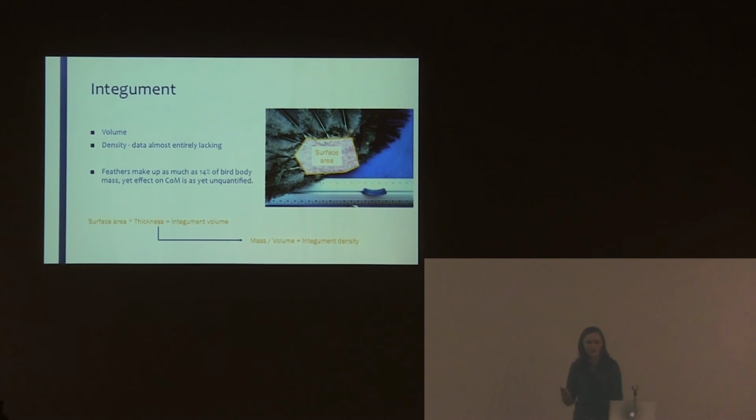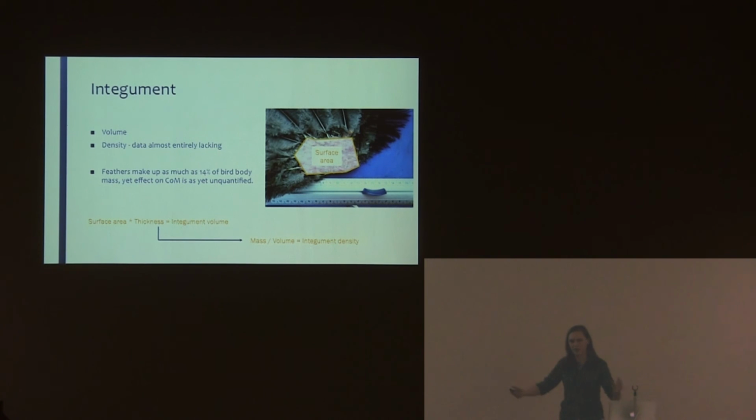As I say, this has never been considered before. No one has ever added, as far as I'm aware, integument to models of archosaur centre of mass. Which you might think, well, yeah, but feathers, light as a feather, they don't weigh much, right? Well, actually, yeah, they can. Up to 14% of a bird's body mass, which is quite substantial. But nobody knows what effect they might have on centre of mass position.